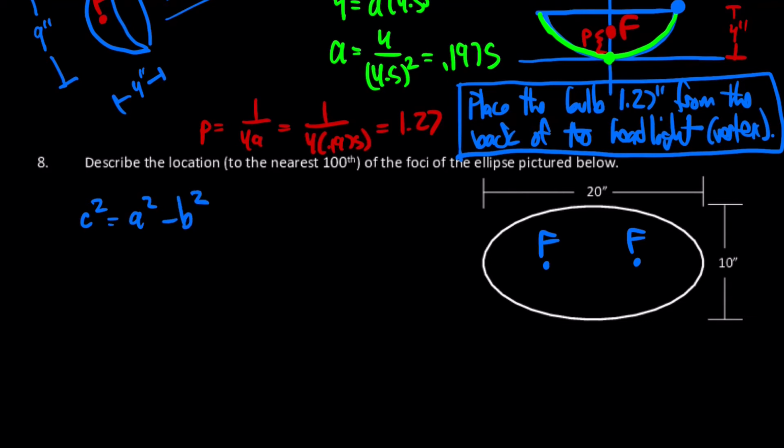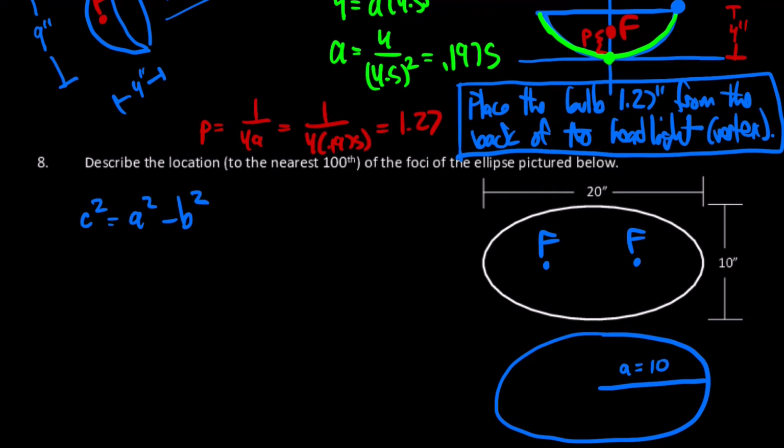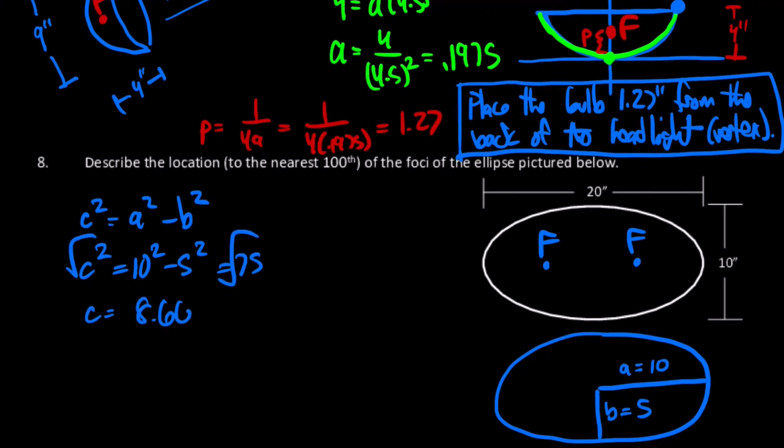But we've got to be careful. We're not going to use 20 and 10 in that formula. So if I sketch this out again, that's my a value right there. That's the major pole. A equals 10. There's my b value, the minor pole. B equals 5. So in this equation, I'm going to get 10 squared minus 5 squared, which ends up being 75. Square root both sides, c equals 8.66 to the nearest hundredth.